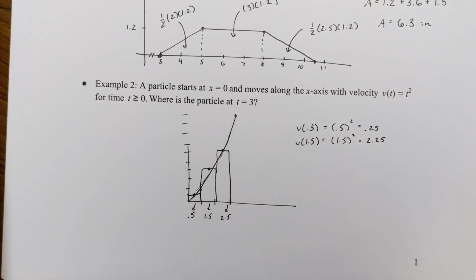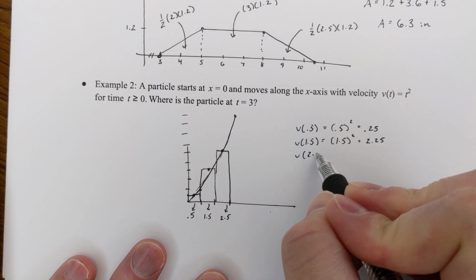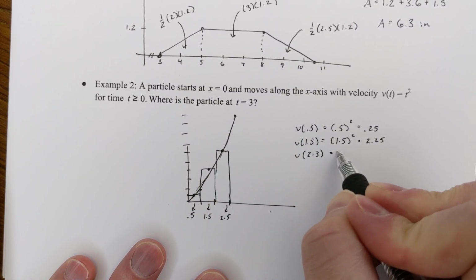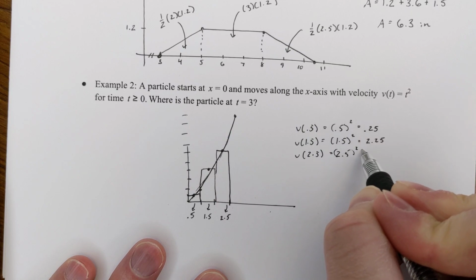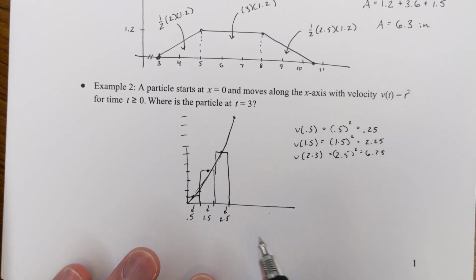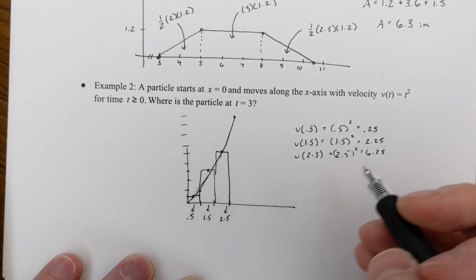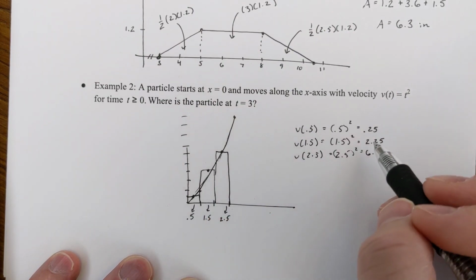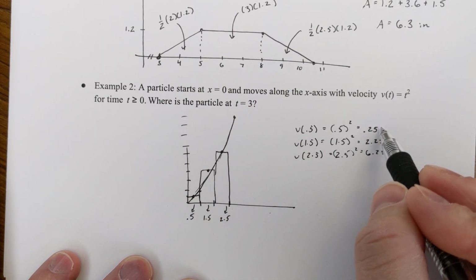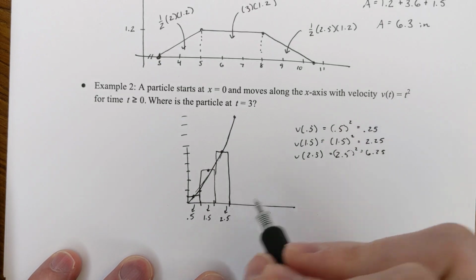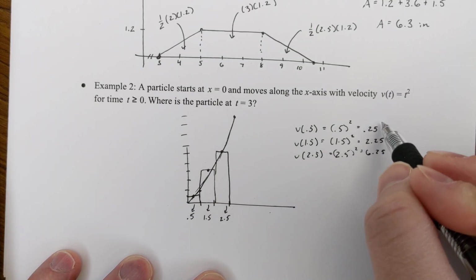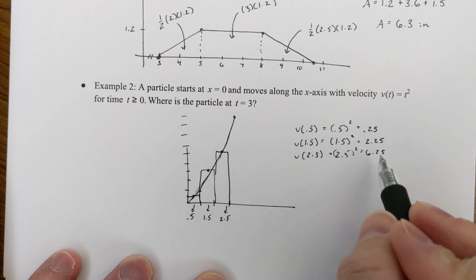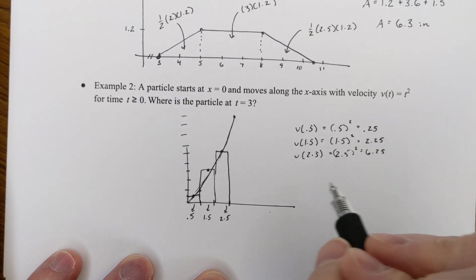1.5 squared is 2 1/4. And then the last one is 2.5. So that's 2.5 squared, which is 6.25. Now each of these rectangles has a width of 1, which means the area of these rectangles is just 1 times these values. So for 1 second it travels this speed, for 1 second it travels this speed, for 1 second it travels this speed, so we just have to add them up.